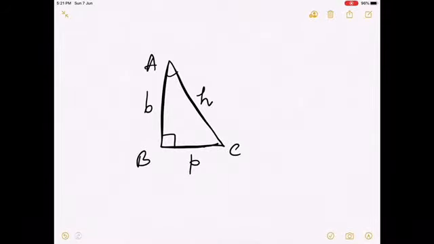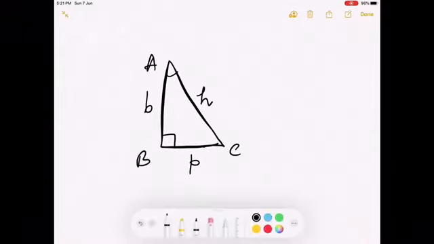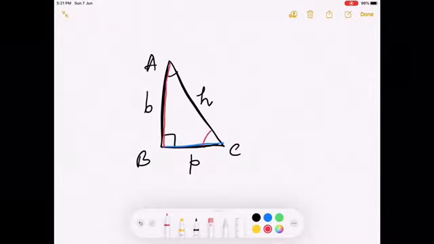Now let me just clarify one more thing. As I told you that the angle of reference is important, so when I was considering A as the angle of reference, then BC was the perpendicular and AB was the base here. But if I change the angle of reference, if in a particular question we are not considering angle A but now we are considering angle C, then look at the side opposite to angle C.